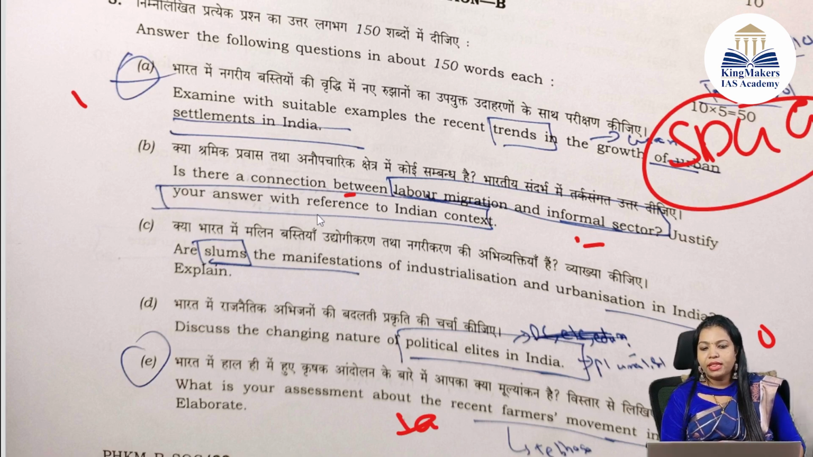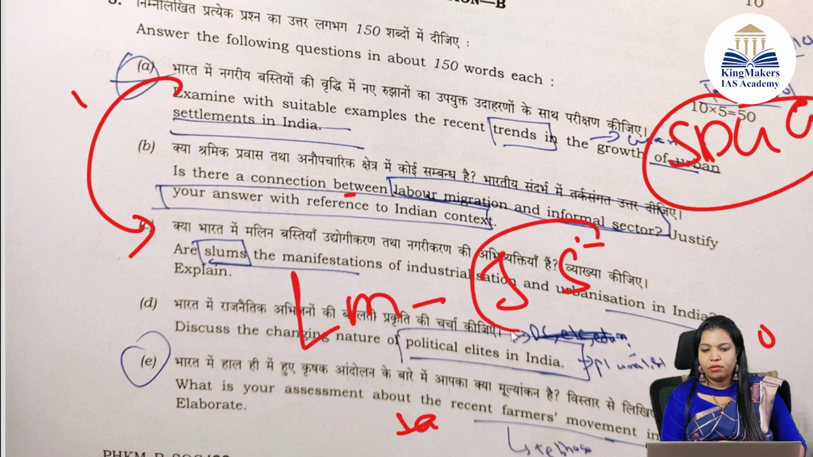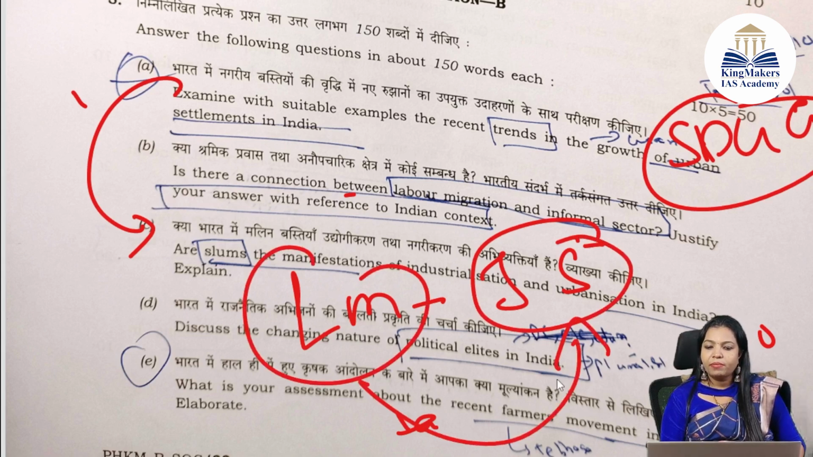Then, is there a connection between labor migration and informal sector? See, the same type of questions have been asked here. They are asking about the connection between labor migration and the informal sector. Many labor migrations are going on into the informal sectors. This topic you can take for work and economic life of paper 1 also. Justify your answers with reference to the Indian context.